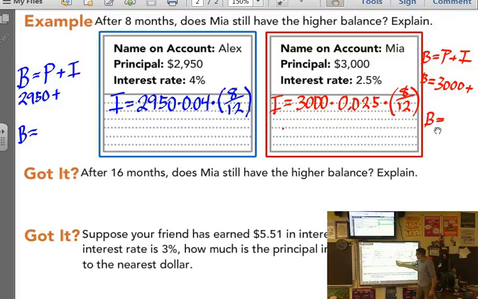So CJ, did you guys calculate how much interest Mia earned? That would be for the whole year. So you need to go back and fix your calculations. I need to see that pencil going. Anthony? In 8 months, you would make $56.55. Yeah, it should be 50. Check your math. I bet you typed something wrong. So that makes her balance $3,050.